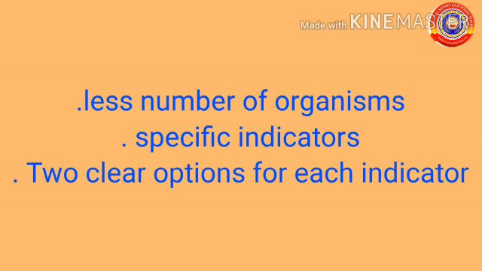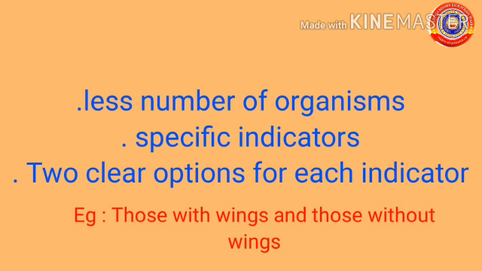Why is the classification of these organisms very easy? This is because this illustration has a smaller number of organisms and it has specific indicators. And it has two clear options for each indicator. Example, those with wings and those without wings.